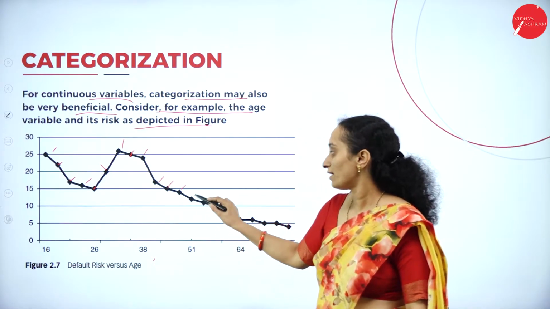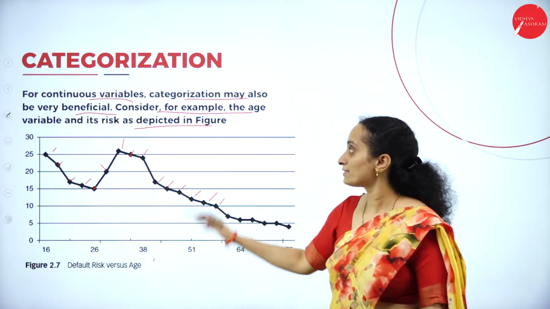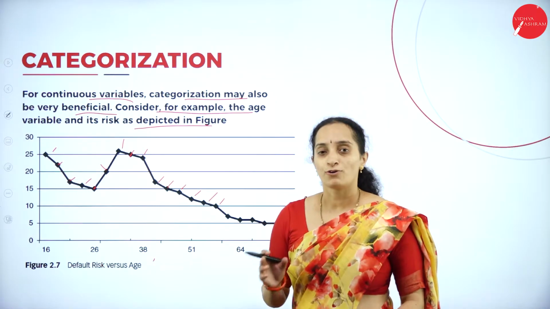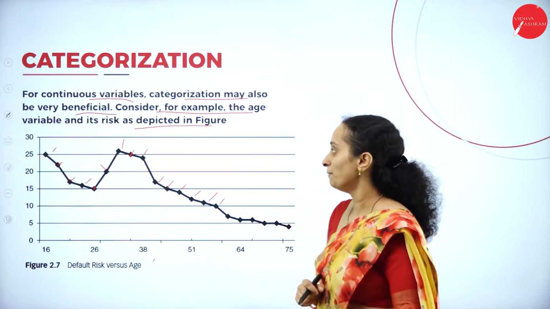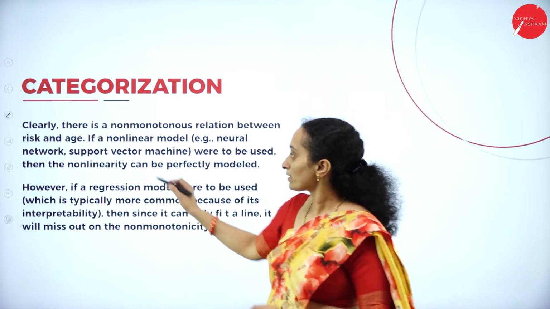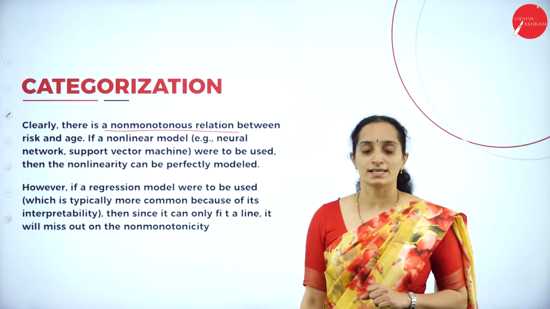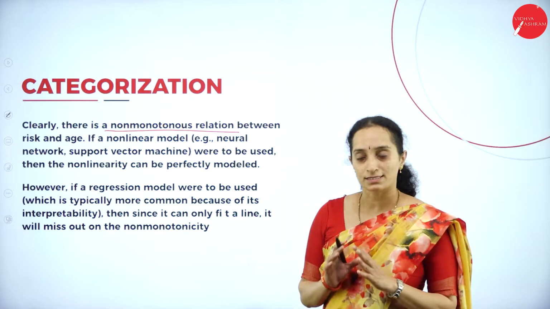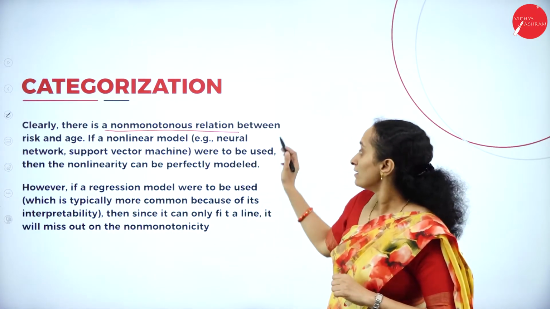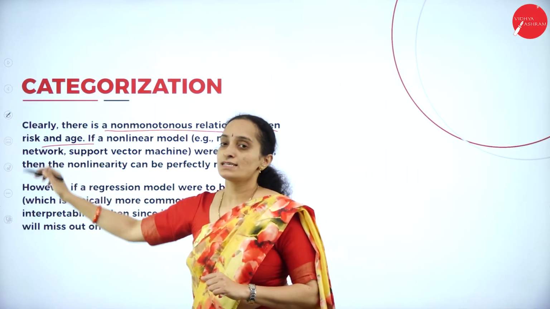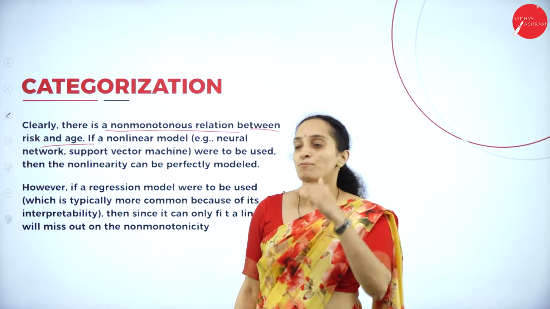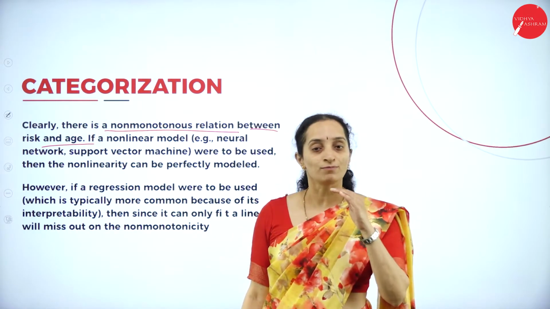So we have different variables. These are continuous variables. Categorization of these variables will be very much helpful for analyzing the data in the big data environment. Okay, so clearly there is a non-monotonous relation. It is not unidirectional. It is a different or varying relationship between the risk and the age. It is neither decreasing nor increasing. It is non-monotonous. It is always changing, isn't it?